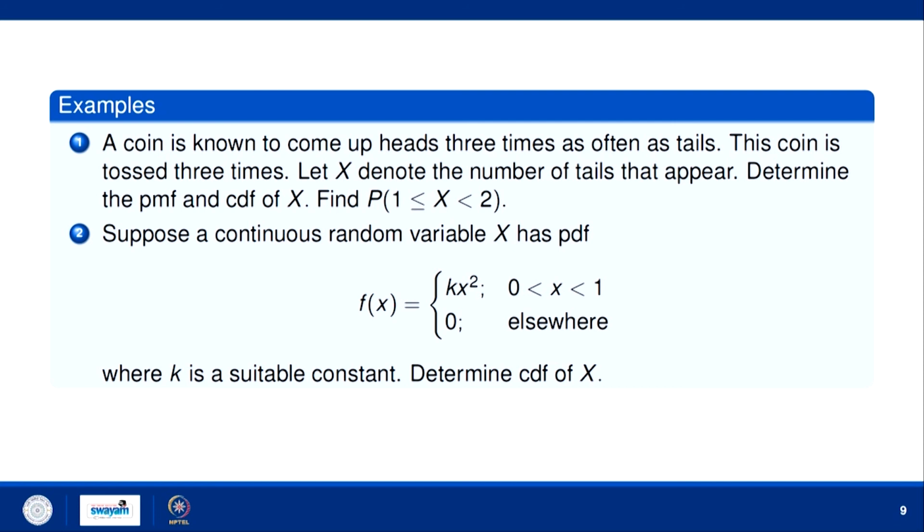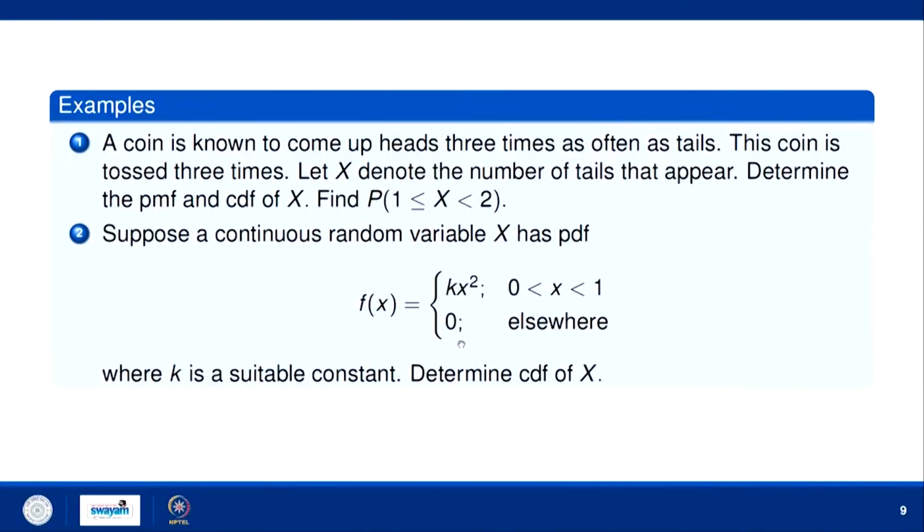Now, suppose a continuous random variable x has a PDF given by this expression. First, you want to find out for which k it will be a PDF. For a PDF, first of all, for all x, this must be greater than or equal to 0, so k must be greater than or equal to 0, that is certain. Next, the total area must be 1. Elsewhere it is 0, that means the integral from 0 to 1 must be 1. That will give the value of k.